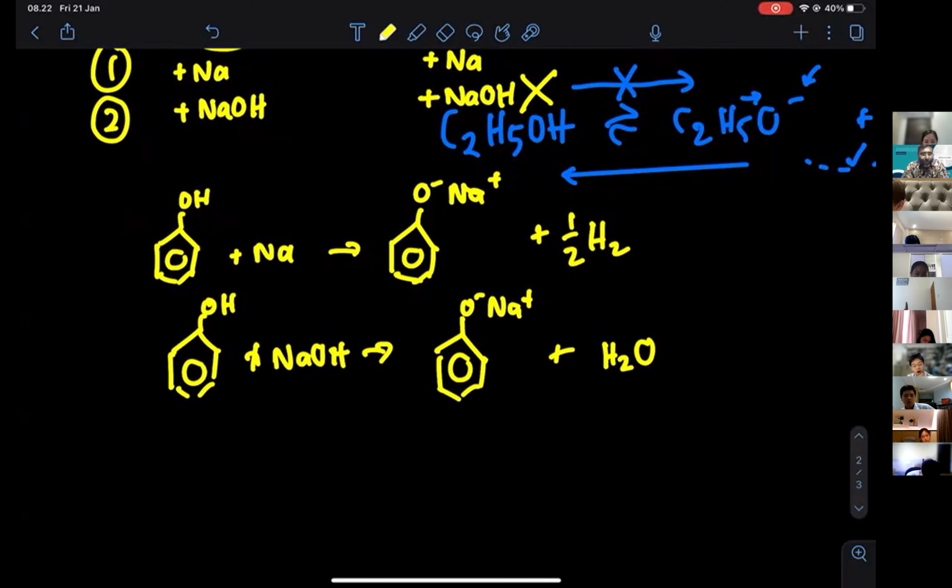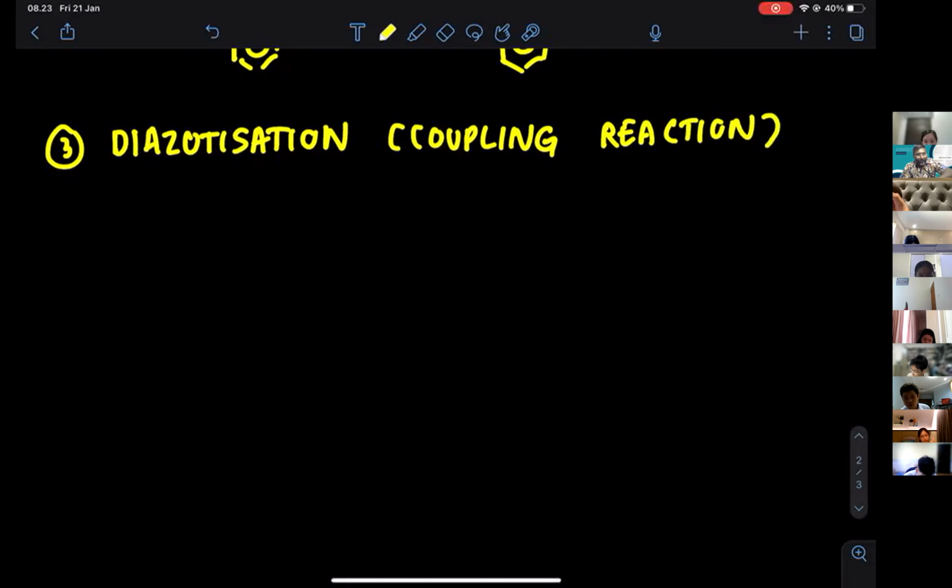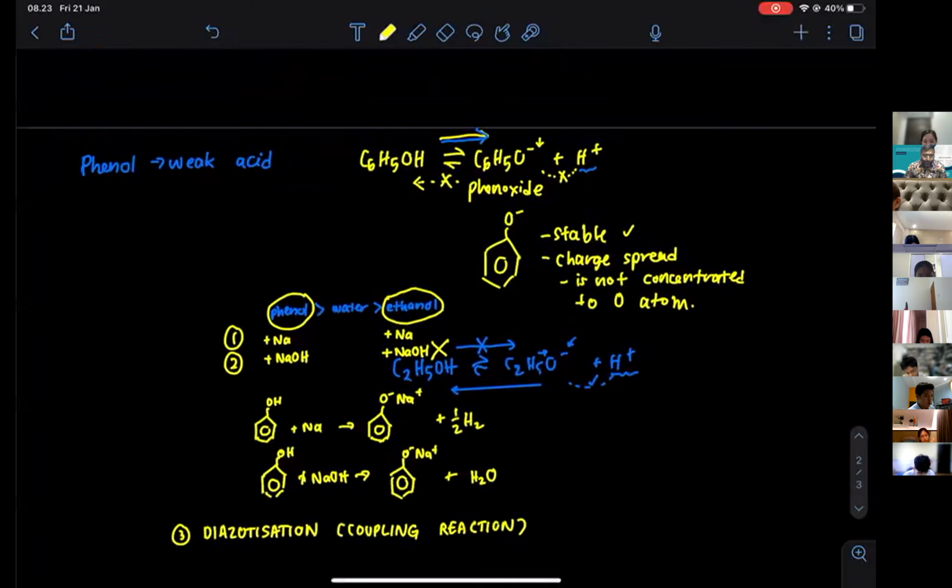Now for the third reaction, this is going to be something extra, and it is a bit complicated. The third reaction is part of the diazotization reaction, which is part of the coupling reaction. I hope you remember. I taught you this because we need to know about it, since they will ask you how to form phenol. How do you get phenol in the first place?